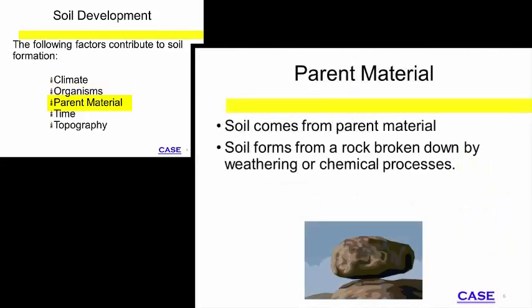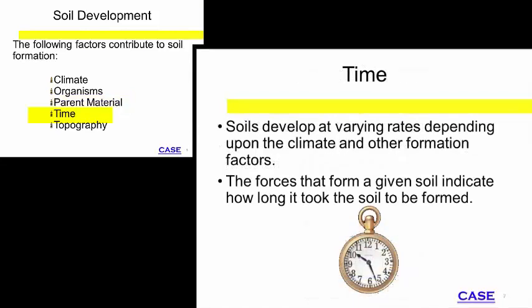The 5 factors are very interconnected. Parent material is the starting point of soil and can be transformed into soil over a long period of time. Climatic forces and organism exposure can accelerate the process of soil formation. Topography or landscape formations will also speed up the process of soil formation. Time is the variable.